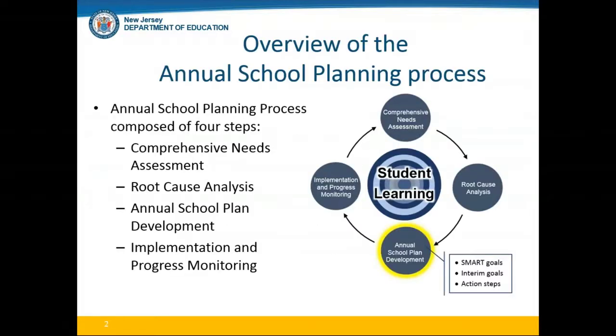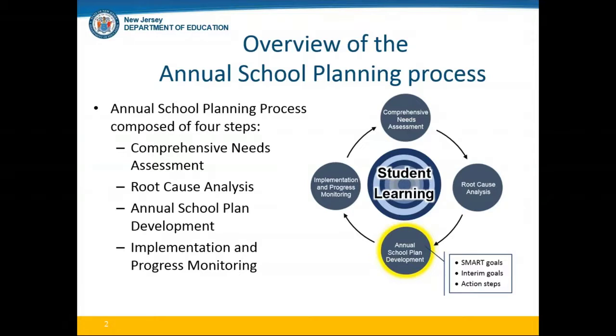The annual school planning process has 4 phases: comprehensive needs assessment, root cause analysis, annual school plan development, and implementation and progress monitoring. In previous modules, you have learned about the data-informed comprehensive needs assessment and root cause analysis phases. In this module, we will transform our analysis into a concrete set of goals and actions that will guide our work moving forward. The development of the annual school plan involves creating SMART goals, interim goals, and action steps to work towards the goals that are set.